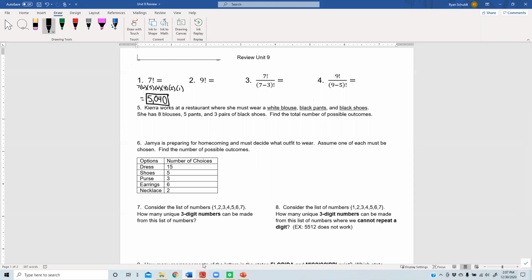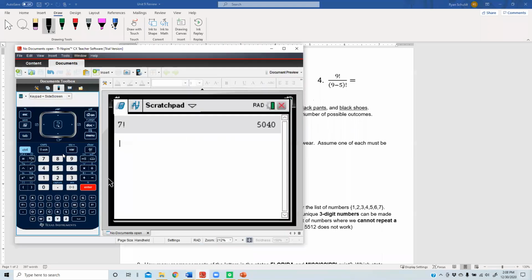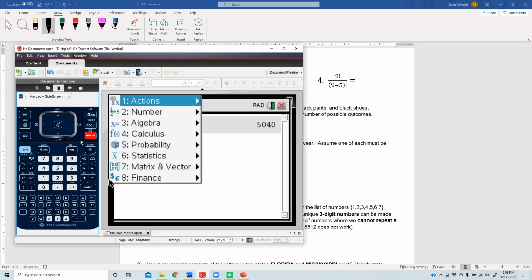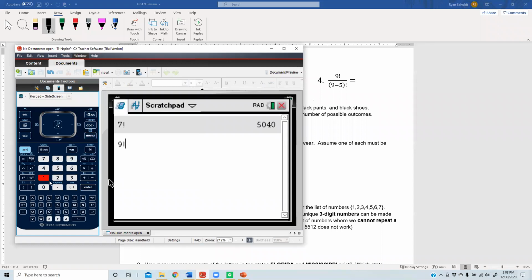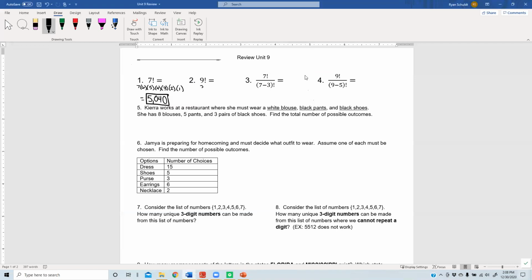Number 2, 9 factorial. Let's just do this within the calculator. Yes, it would be 9 times 8 times 7 and so on, but let's do it in the calculator. That's how I want you to really do it on the test. Just 9, and then go menu 5, 1 to get the exclamation point, hit enter. It's going to be 362,880. That's that one.